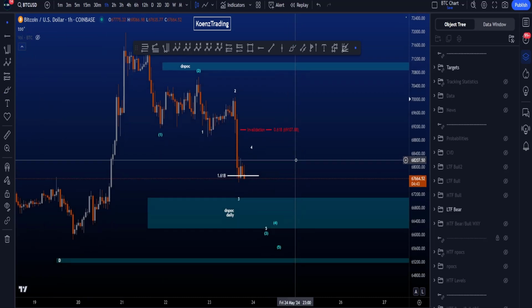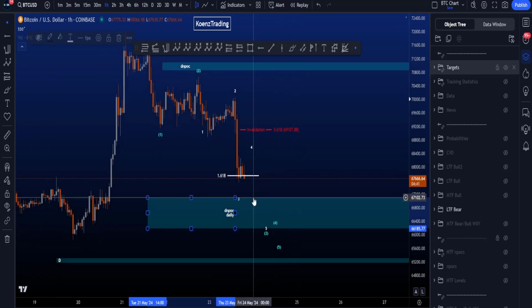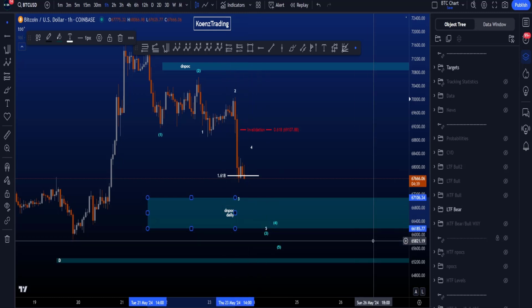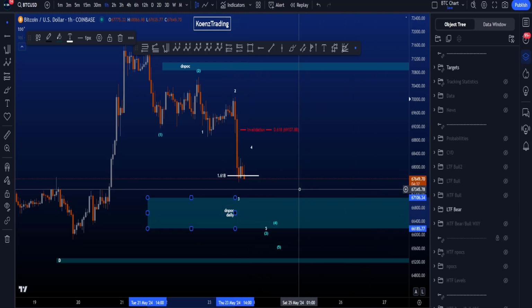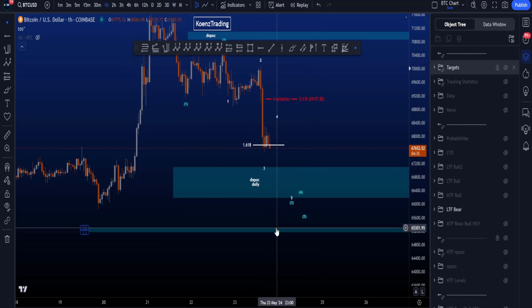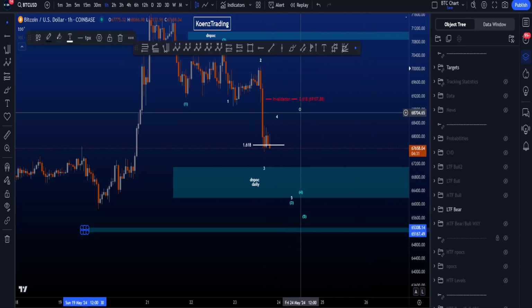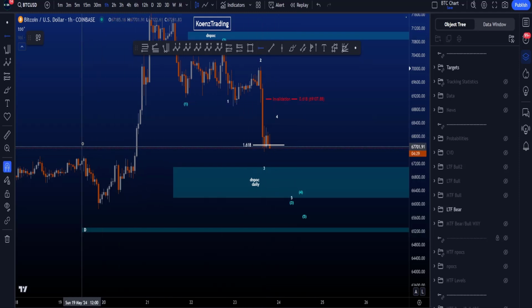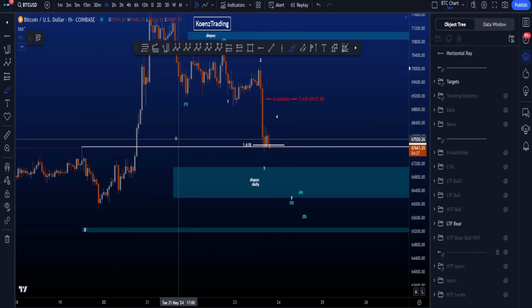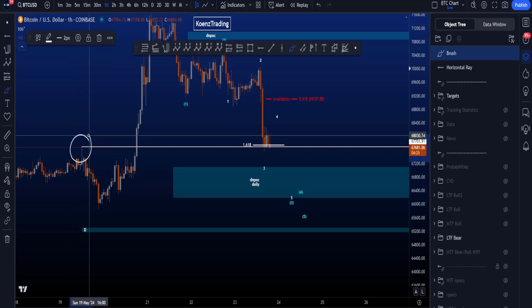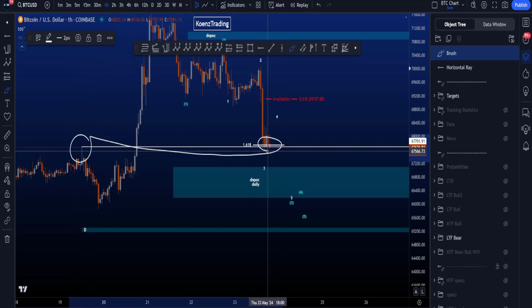The closest support that we have on the chart is the blue box over here between 66.1K and 67.1K, and below this box we have this blue box here, 65.1K to 65.3K. Currently, price is hovering on this very simple support resistance level, the high over here acting as support.